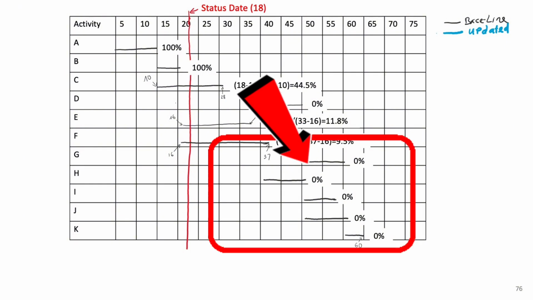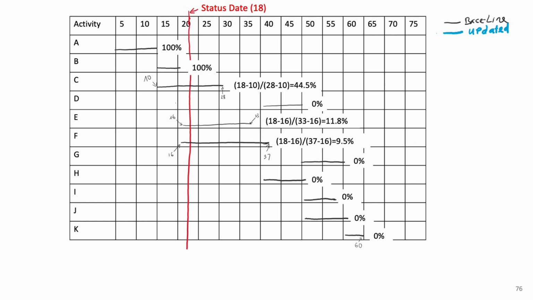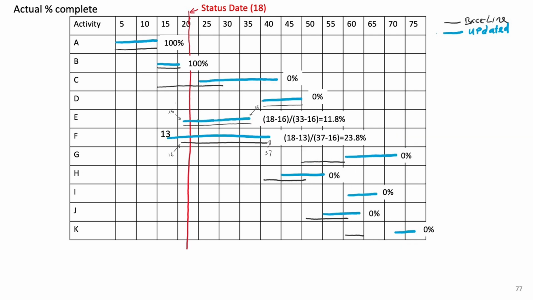Now, let's move on to the actual percentage complete. Using the updated schedule, the blue bars. This calculation is similar to the as-planned percentage, but now we use the blue bars. For activity A and activity B, their blue bars are still to the left of the status date, so they're 100% complete. For activity C, the start date is after day 18, so it's 0% complete.